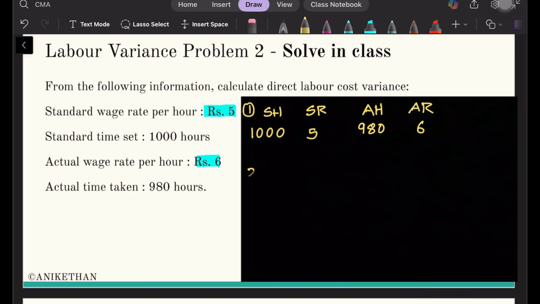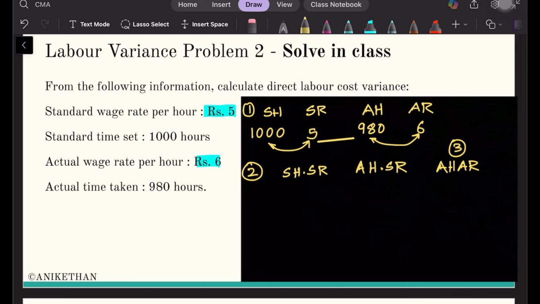Second step, I will make a combination of these variables. First is SHSR, so I call it 1. Last one is AHAR, I call it 3. In between, AHSR. Now I multiply all these values and record them. SHSR will be 1000 into 5, 5000. AHAR will be 980 into 6, that will be 5880. Then AHSR, which is 980 into 5, so I will get 4900. So this is my 1, this is my 2, this is my 3.